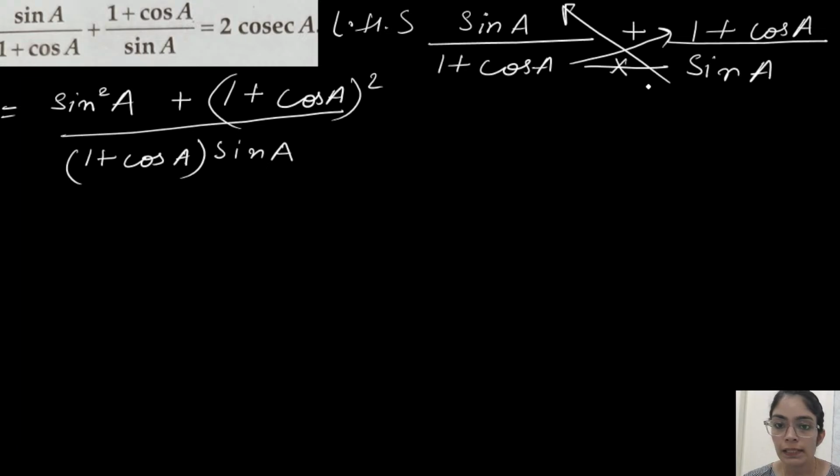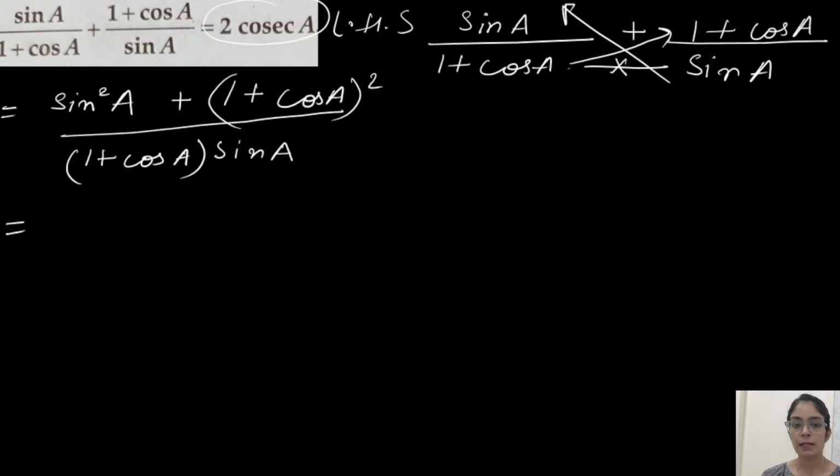Here we will do cross multiplication, so that's how we get the terms of the numerator. So sin A into sin A is sin square A, plus as it is, and 1 plus cos A into 1 plus cos A will become 1 plus cos A whole square. So now we need 2 cosec A. So what can be done now?